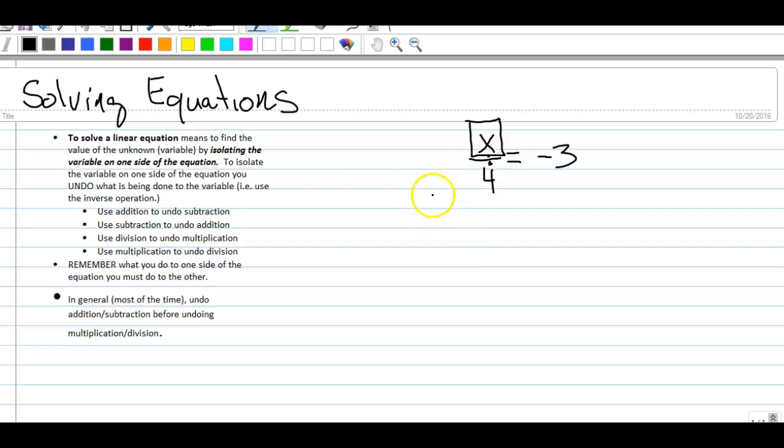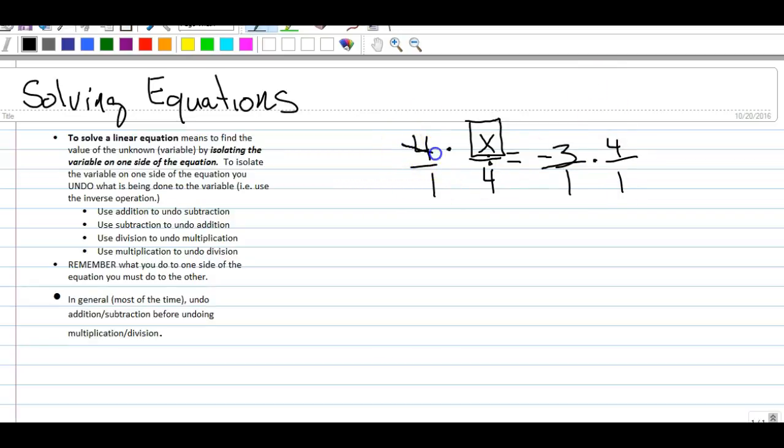So the second question you ask yourself is, what is being done to your variable? Well, your variable is being divided by 4. So we use multiplication to undo division. So I've got to multiply the left side by 4, or 4 over 1 if you like. But what you do to one side of the equation, you must do to the other. So I must multiply the other side of the equation by 4 over 1.